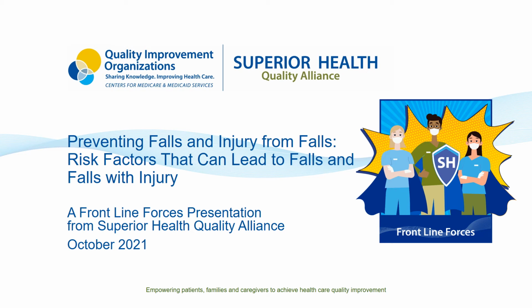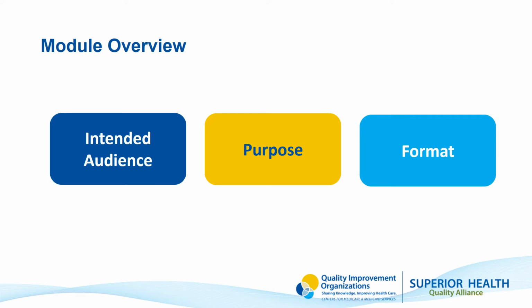Welcome to Preventing Falls and Injury from Falls, Risk Factors that can lead to falls and falls with injury, a frontline forces training presented by Superior Health Quality Alliance, or Superior Health. The information contained in this module is relevant for nursing assistants who are on the front lines of providing care for residents, anyone providing care to an older adult in any caregiving capacity, and even those not in a caregiving capacity who are looking for ways to improve their knowledge and understanding of the risk factors that can lead to falls and falls with injury in older adults.